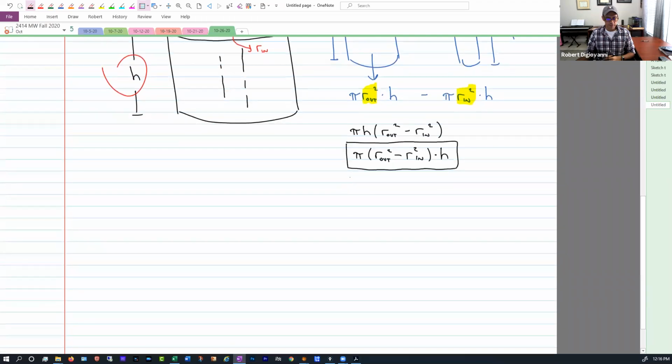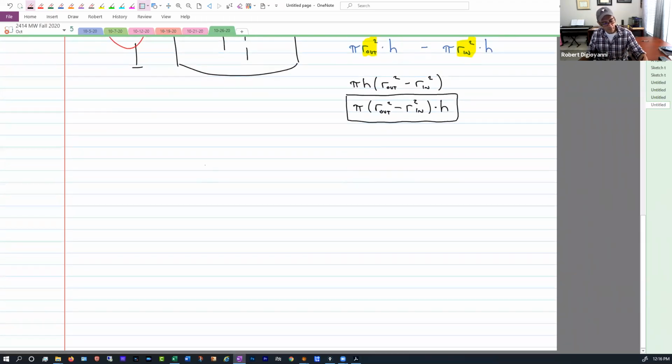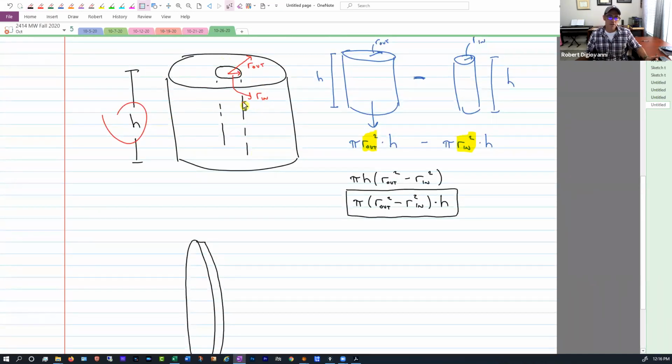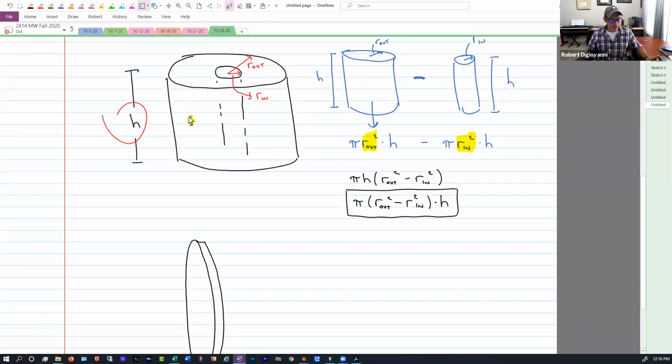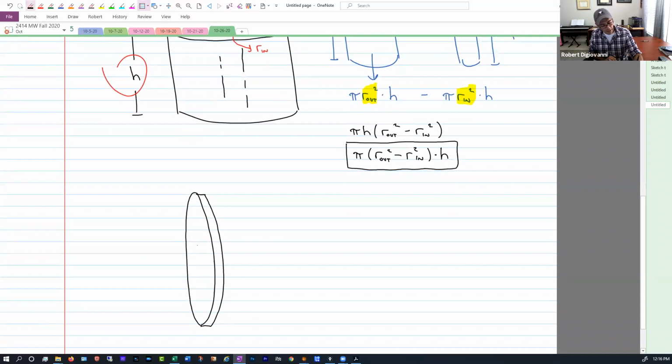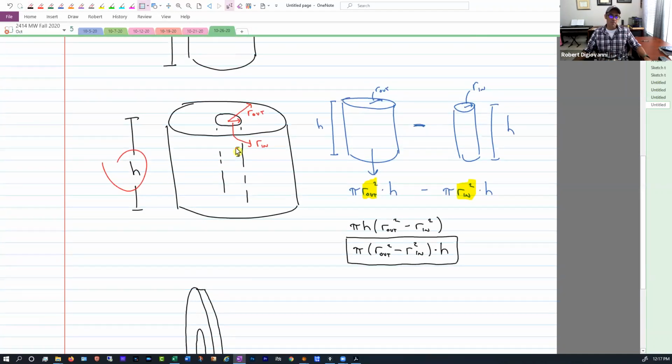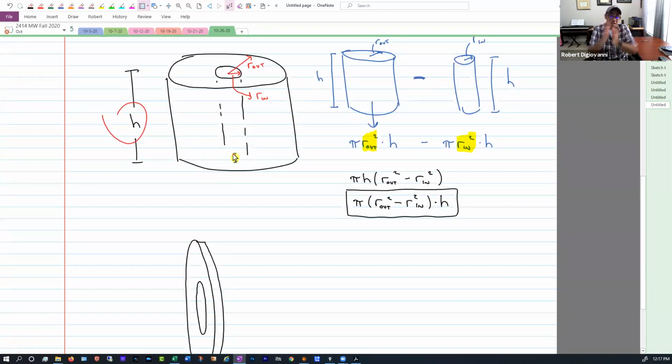One more thing, and then we'll be ready for this. I'm going to draw a cylinder, a right cylinder, just like the one I just drew, but I'm turning it on its side. So I'm turning it sideways and I'm making it very, very thin. And I'm going to cut out a cylinder on the inside. So do y'all see that this picture is the same as this picture? I just made it very short and I turned it sideways.